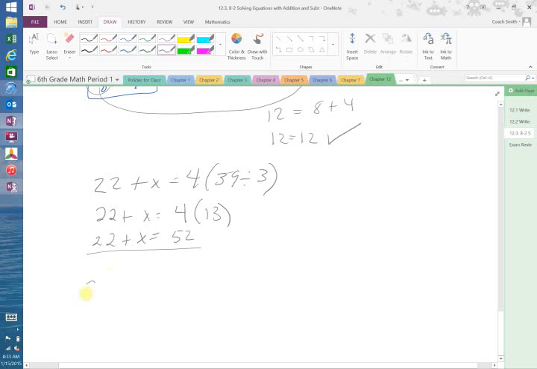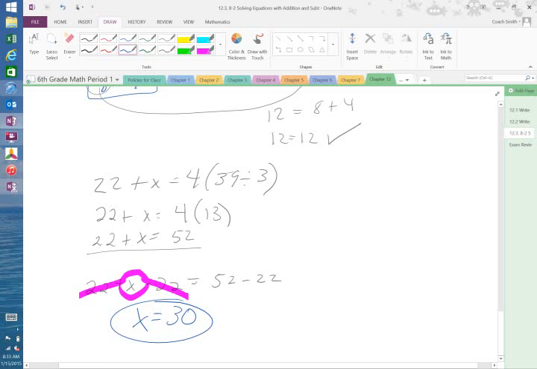So that would be 22 plus x minus 22 equals 52 minus 22. On the left side of the equation, the adding 22 and the subtracting 22 are going to cancel each other out, leaving me with that little x right there. So that's x on the left side. What is 52 minus 22? 30. I thought somebody said 32. No, got to get rid of some of those 2's. So 30, and that's your answer.